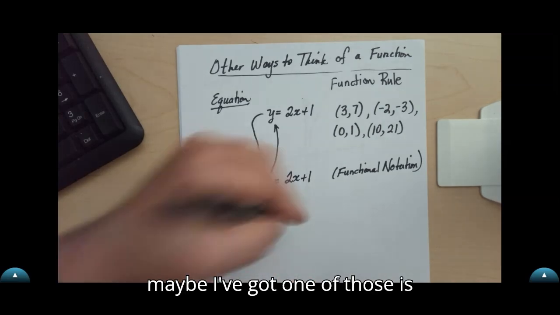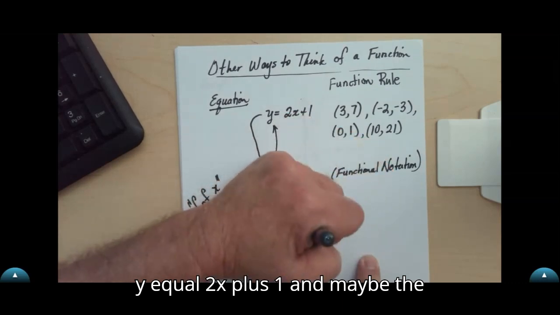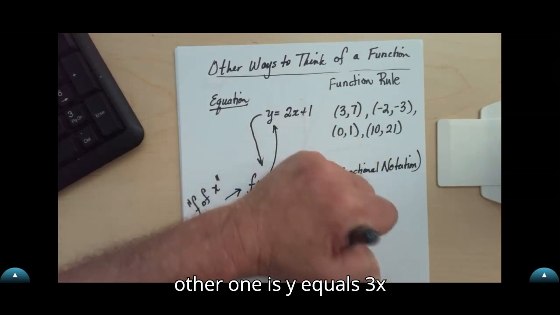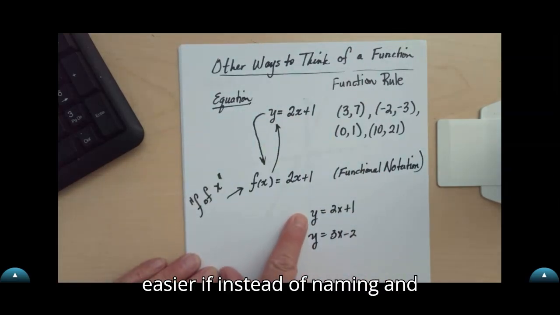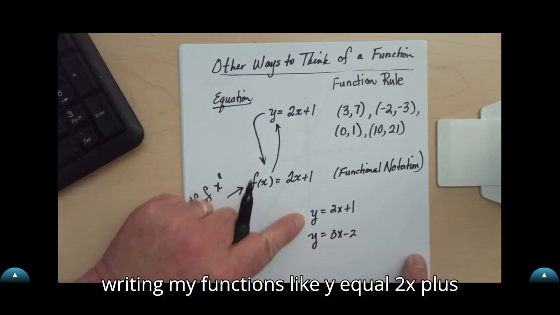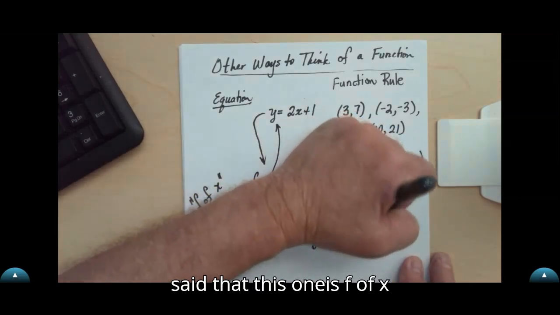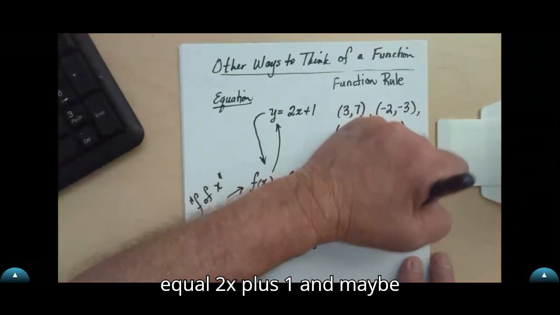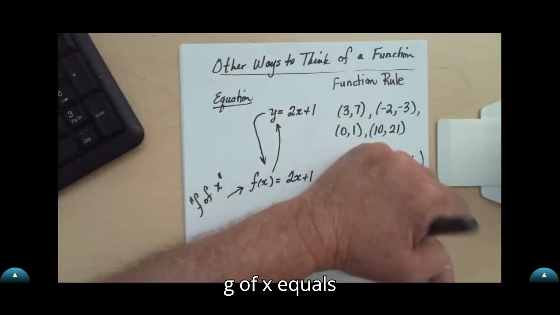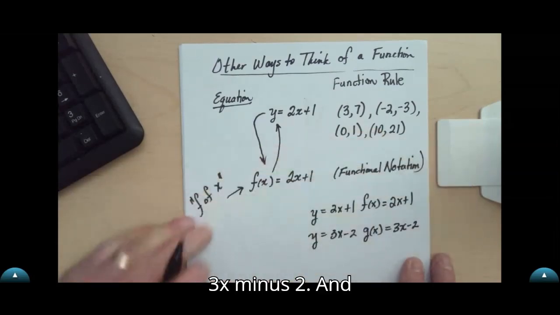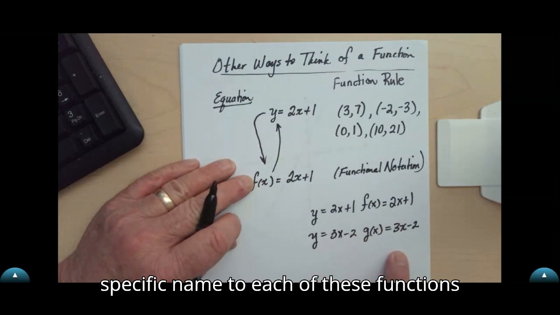And maybe I've got one of those is y equals 2x plus 1, and maybe the other one is y equals 3x minus 2. Well, it would be a lot easier if instead of writing my functions like y equals 2x plus 1 and y equals 3x minus 2, I said that this one is f of x equals 2x plus 1, and maybe g of x equals 3x minus 2. And so what I've done is I've given a specific name to each of these functions.